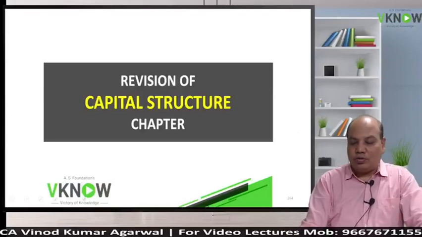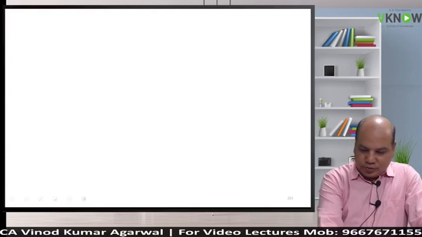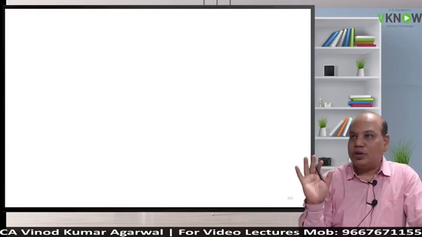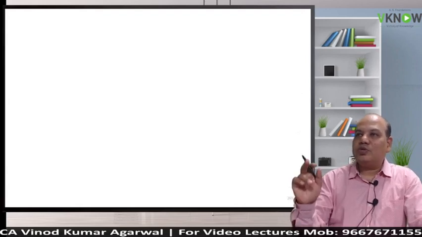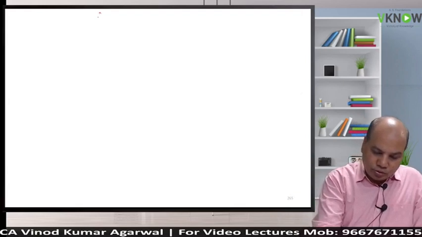Yes, today we are going to revise the capital structure chapter, the financial decision chapter. Capital structure has 4 theories in our syllabus. Which 4 theories? Net income approach, net operating income approach, traditional approach, and Modigliani Miller approach. So write down a small summary of this chapter.